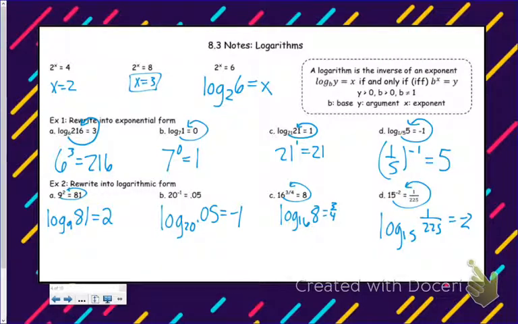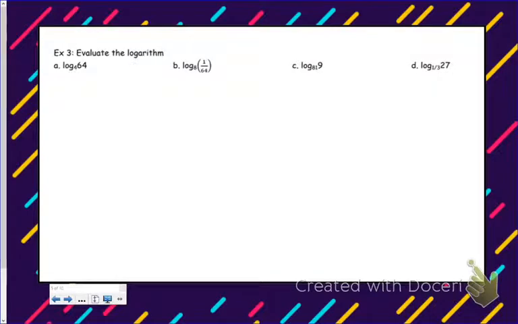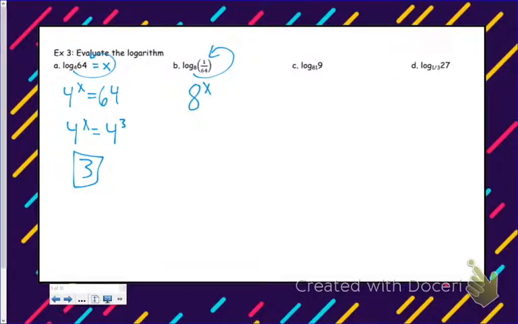Okay. All right. So to evaluate logs, what we basically are doing is we're saying that this is equal to x. Okay, so in order to figure out what this log is, I'm going to rewrite it in exponential form. So 4 to the x is equal to 64. So we just need to figure out what power we raise 4 to in order to make it 64. Well, that would be the third power because 64 is the same thing as 4 to the third. So this is 3. Okay. On B, again, rewrite it in exponential. 8 to the x is equal to 1/64.